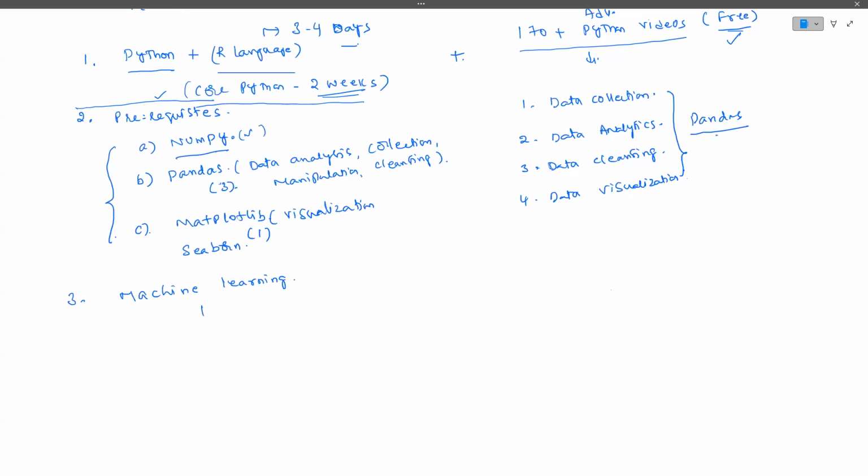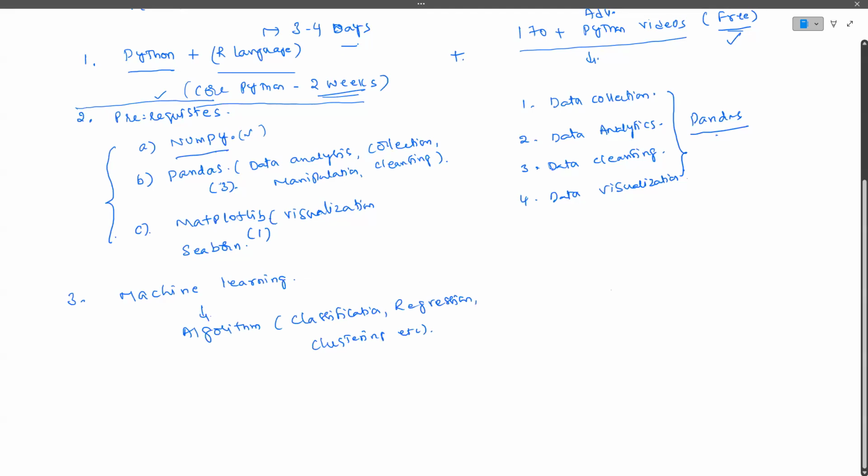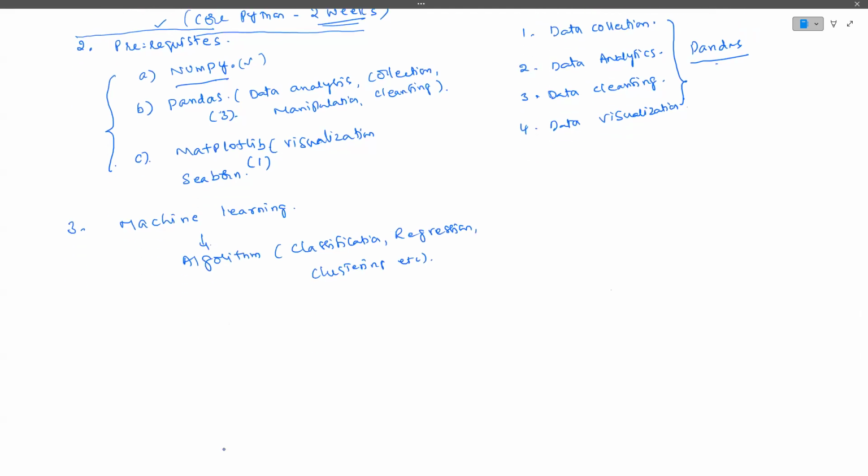So in machine learning, we are going to learn what the different algorithms are. Don't worry, these terminologies are completely new for you. There are mainly 3 types of algorithms, guys. One is classification algorithms. We are going to discuss regression algorithms. And apart from that, we are also going to discuss clustering algorithms, etc., guys. These are all the kinds of machine learning algorithms we are going to learn.